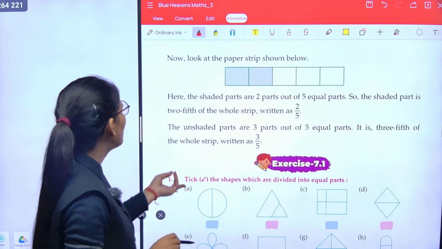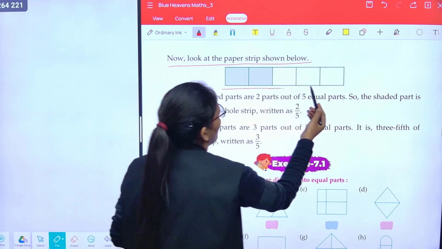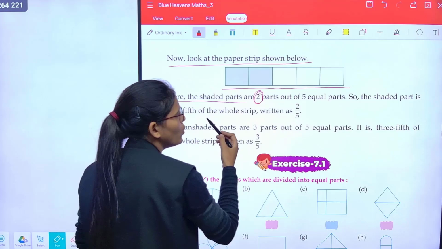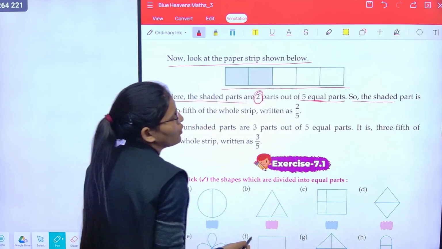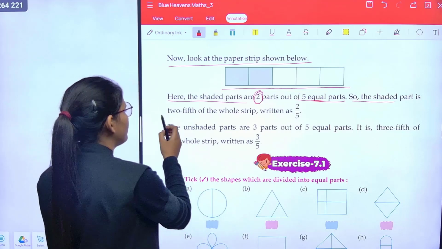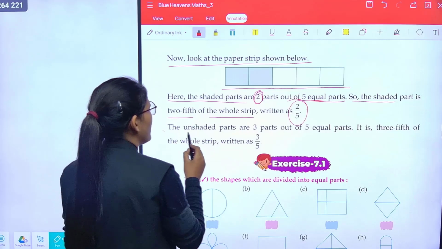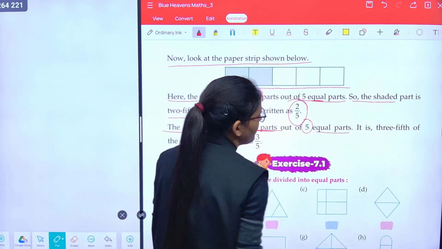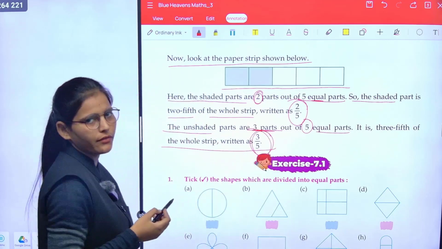Understood? Now look at the paper strip shown below. Here the shaded parts are 2 out of 5 equal parts. So the shaded part is 2/5 of the whole strip, written as 2/5. The unshaded parts are three parts out of 5 equal parts. It is 3/5 of the whole strip, written as 3/5.